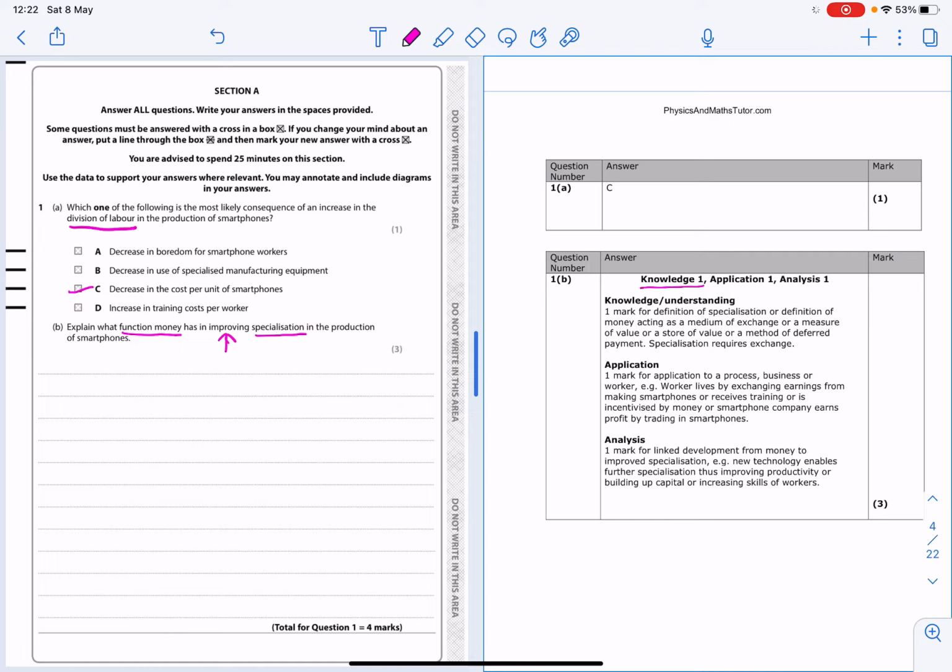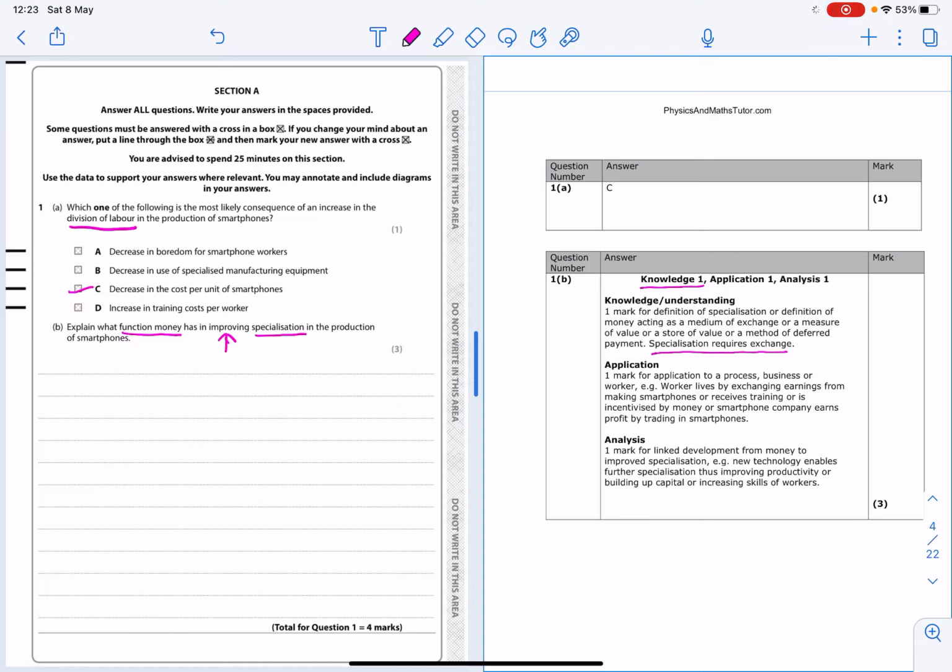Specialisation requires exchange. Now the thing about this is it's all very well countries specialising, but if India specialises in tea, Kenya specialises in bananas, then it's only any good if they're going to trade with one another or with third-party countries, because India doesn't just want tea, Kenya doesn't just want bananas. You need to exchange or you need to trade. So any of those things, you'll get you 1 mark.